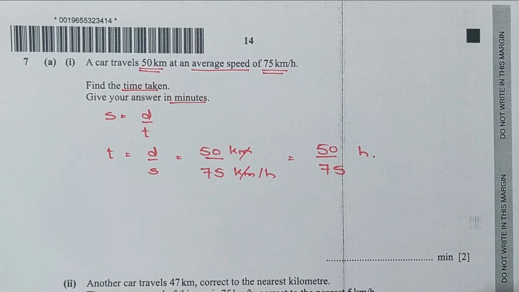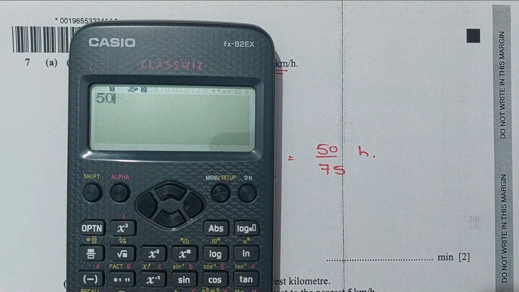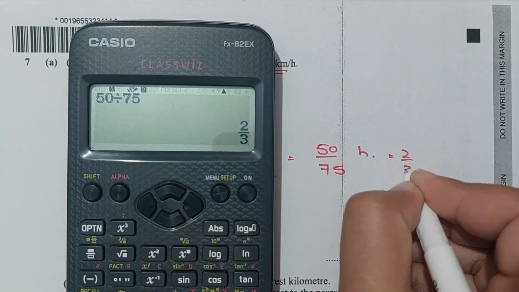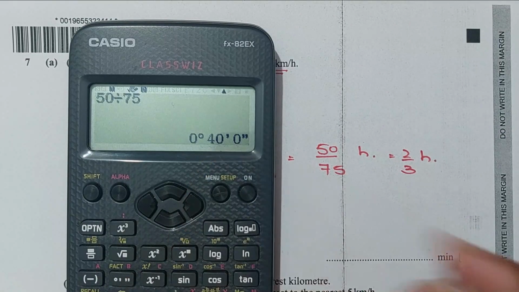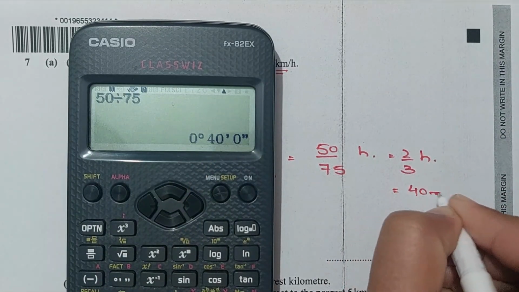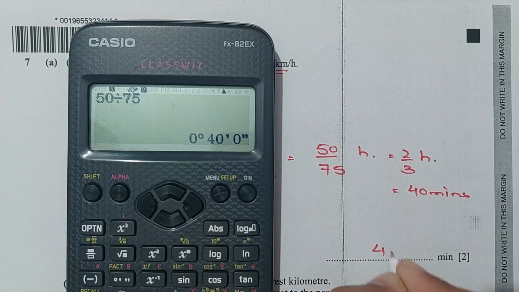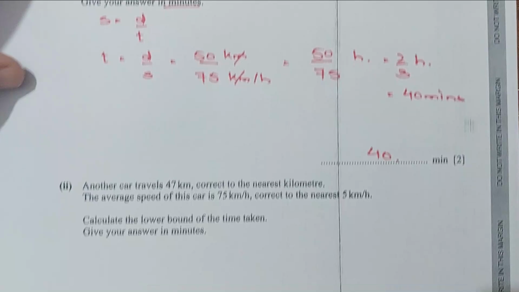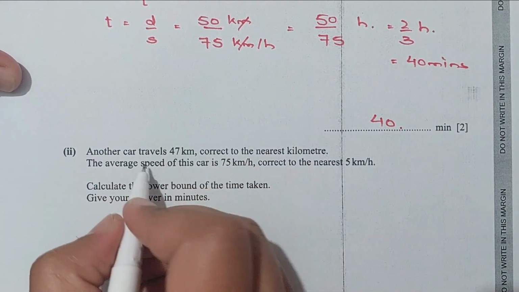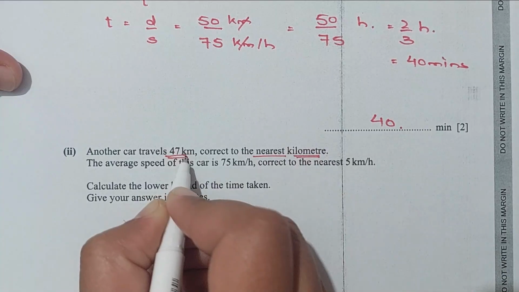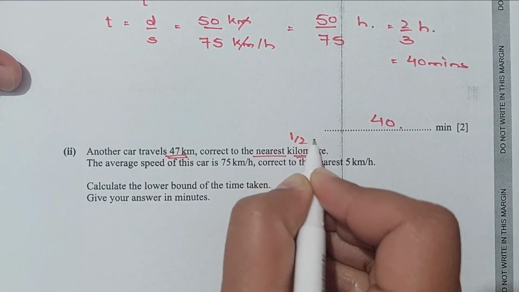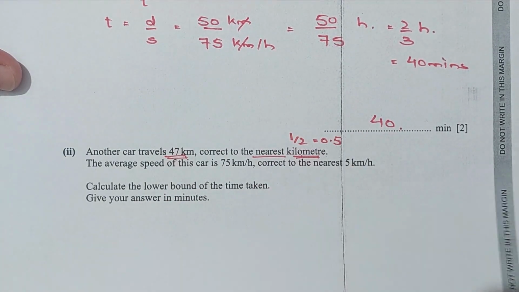The time is in hours, but we have to find the answer in minutes. 50 over 75 is 2 by 3 hours. So this is 40 minutes. In terms of minutes, this would be equal to 40 minutes. Use the minutes button over here. Now for the second part, another car travels 47 kilometers, correct to the nearest kilometer. 1 kilometer, 1 by 2, this is 0.5, right?